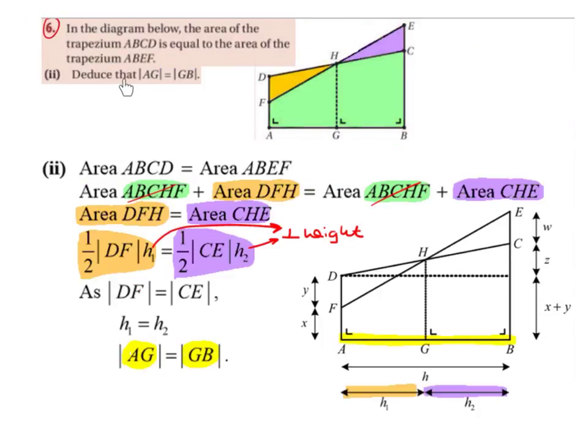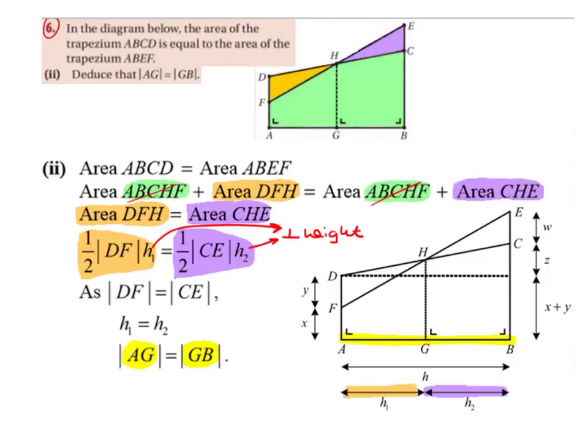Part 2. Deduce that the distance from A to G is equal to the distance from G to B. So we already know from the question that the area of ABCD is equal to the area of ABEF.